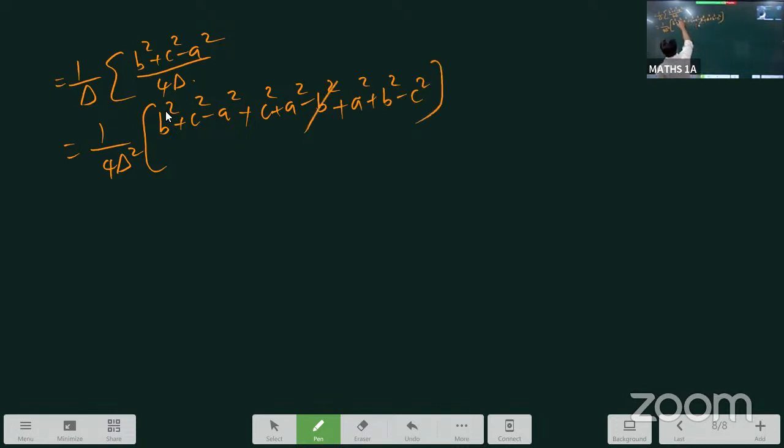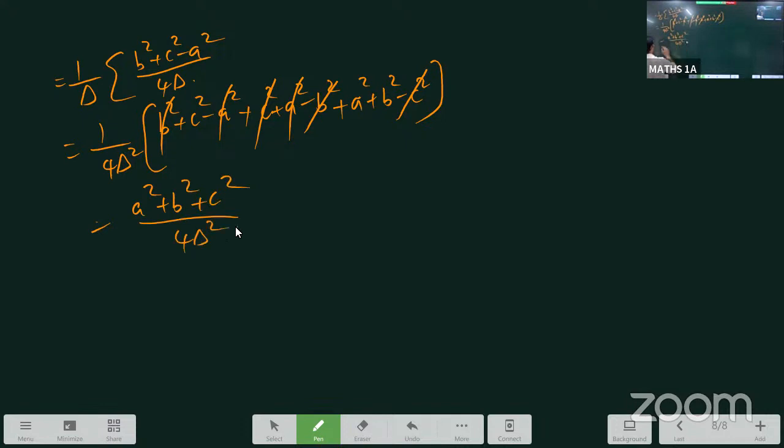Now b square gets cancelled, a square and c square also get cancelled. So what is left out? a square plus b square is 4 delta square. Therefore, LHS is equal to RHS. This question was asked two times in 7 marks. Is it clear? So very, very important long answer. Once again, you can have a look.